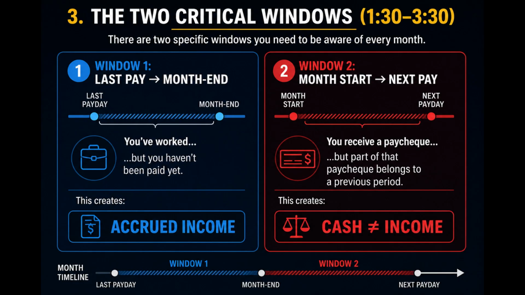So this accounts for the fact that you have earned or created economic value during the period from your last pay to the month end, even though you haven't received the cash yet. In the case of timeline number 2, this is from the period from month end to the next pay. You receive a paycheck, but part of it belongs to a previous period. And this creates a scenario where the cash is not going to equal the income.